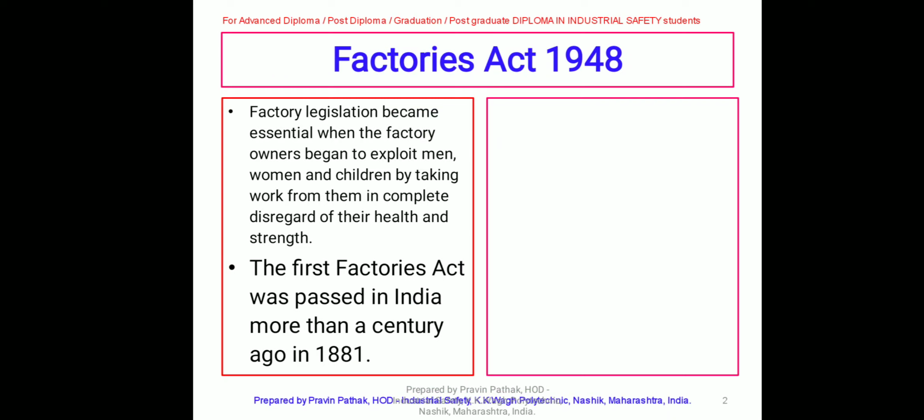Factory legislation became essential when the factory owners began to exploit men, women and children by taking work from them in complete disregard of their health and strength. So, a century ago, health and safety were not a major concern, and from that point of view the Factory Act is essential. It started from 1881.